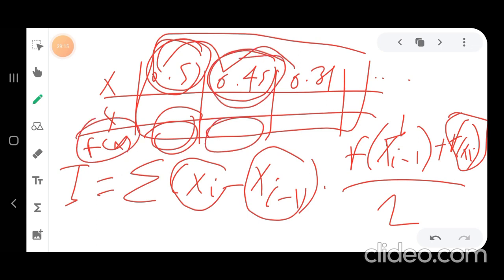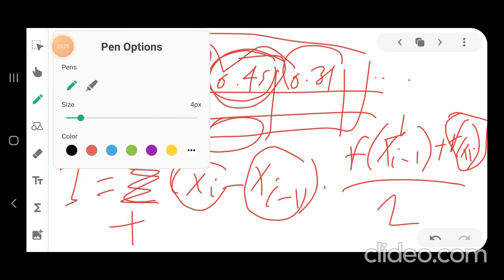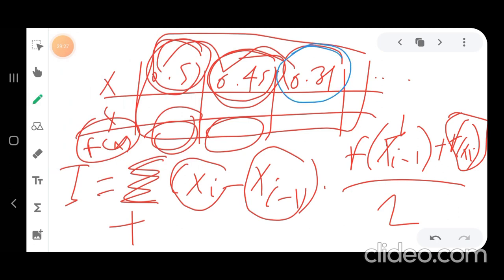So you need to continue, then plus, you take a plus, then continue. This will be your xi. This will be now your xi minus 1. This will be here your xi, f of xi, and this will be here your f of xi minus 1. Then you continue until the end of all points.